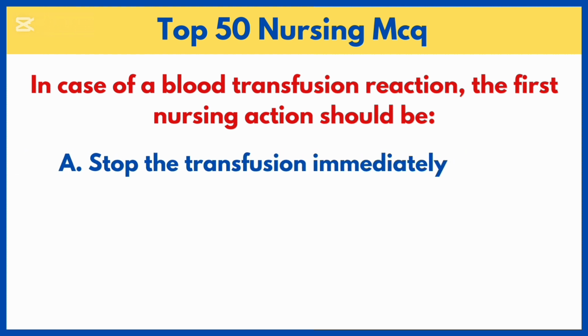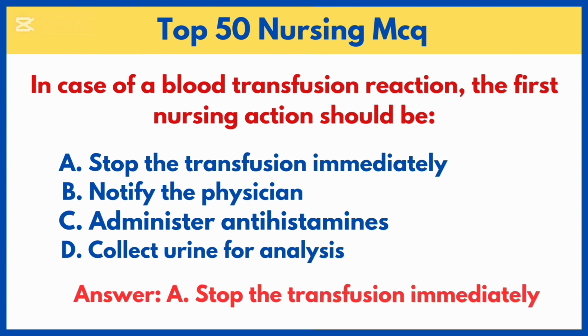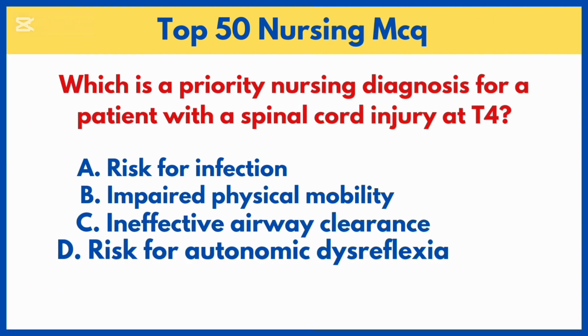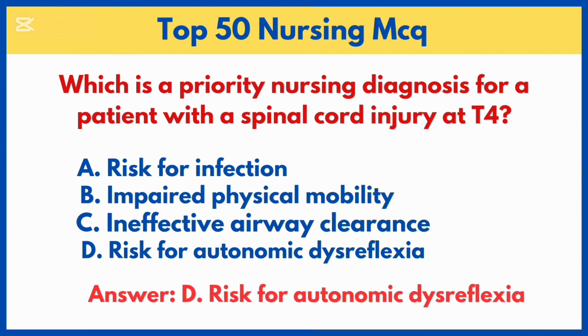In case of a blood transfusion reaction, the first nursing action should be. Correct answer is option A, stop the transfusion immediately. Which is a priority nursing diagnosis for a patient with spinal cord injury at T4? Correct answer is option D, risk for autonomic dysreflexia.